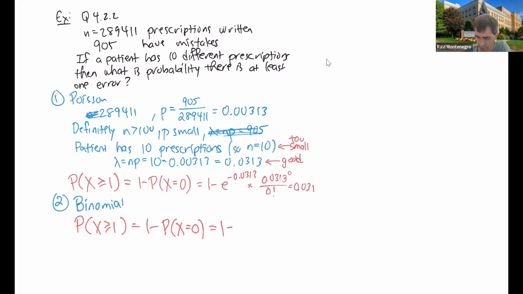Okay, so this will be n choose k. Here n was only 10. p to the k, (1 minus p) to the n minus k. So that's the probability of having 0 prescription mistakes.